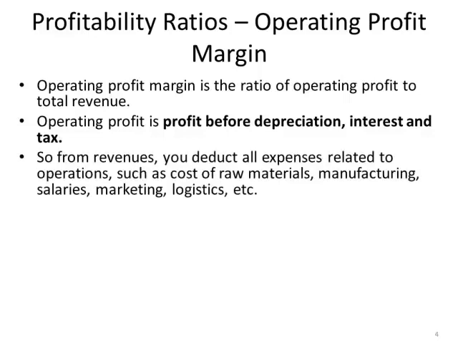In order to calculate operating profit margin, we would take revenues and we would subtract all the expenses related to the company's operations. So we would subtract the cost of raw materials, the cost of manufacturing, salaries, marketing, logistics, essentially all the things that the company needs in order to run its operations. The only things we exclude are depreciation, interest, and tax.